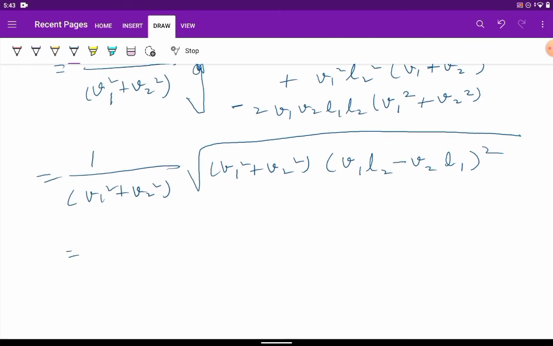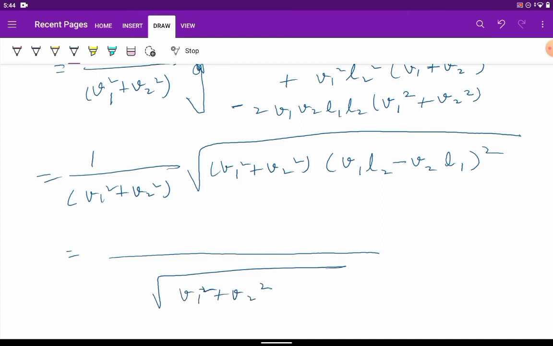So this essentially becomes root over V1 square plus V2 square in the denominator. In the numerator it becomes mod of V1 L2 minus V2 L1. This is the minimum distance between the two points. Thank you.